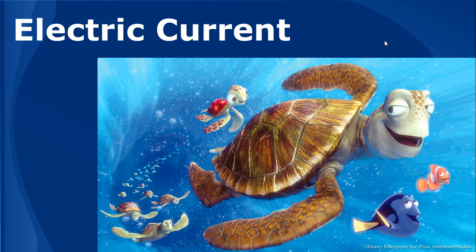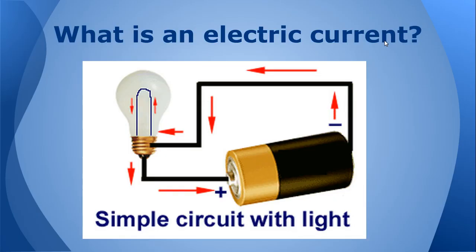Now, you understand the word current if you've ever watched the movie Finding Nemo. You remember the turtles riding that current through the ocean. So, in the movie, that is a water current or an ocean current, but electricity or electric charges can also flow like an ocean current. So anytime electric charges flow continuously through a material, we call that an electric current. Okay, what is an electric current?